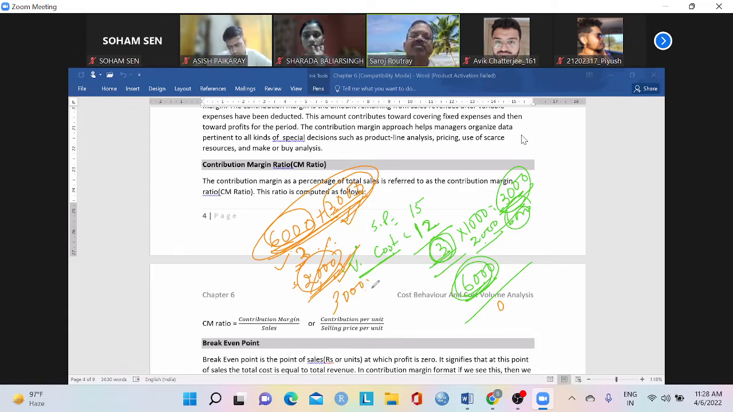Because that will give me a contribution of 9000. Out of 9000, I will pay 6000 my fixed cost, and say 3000 will become my profit. Okay. And for finding out all these things, sometimes we use certain formulas.